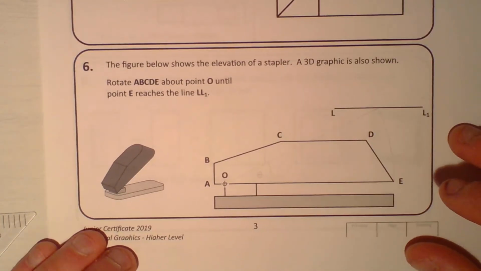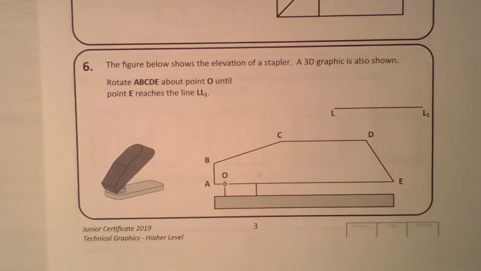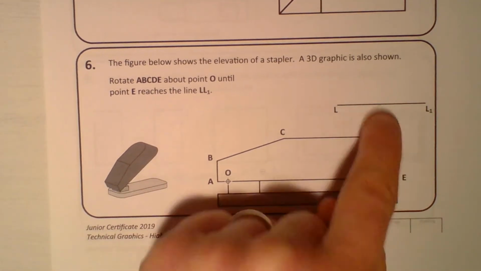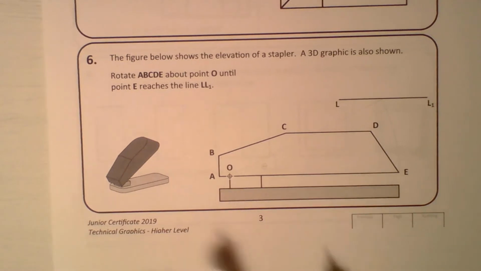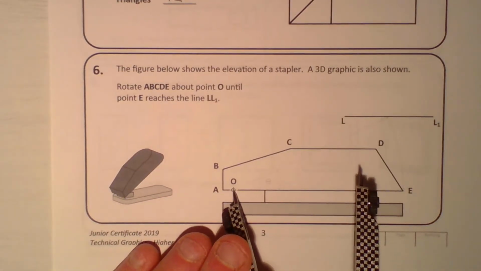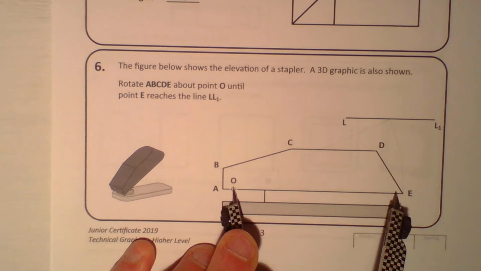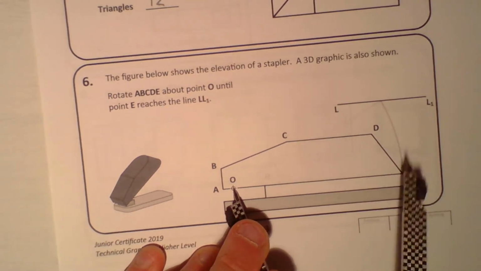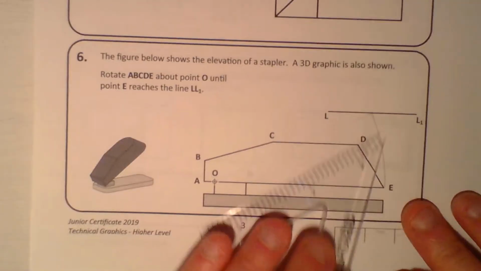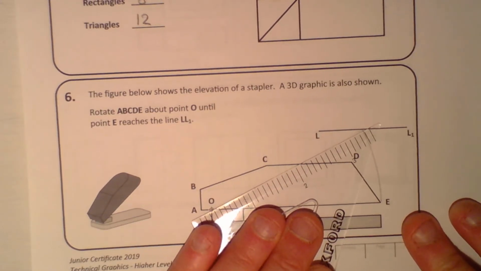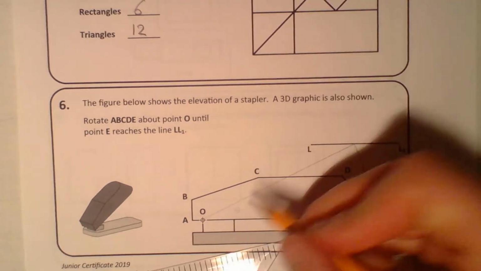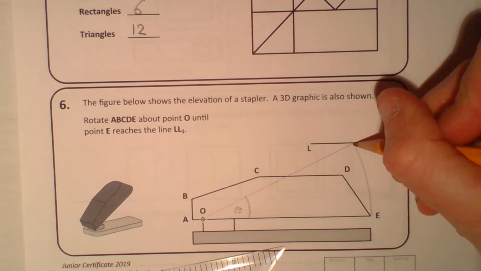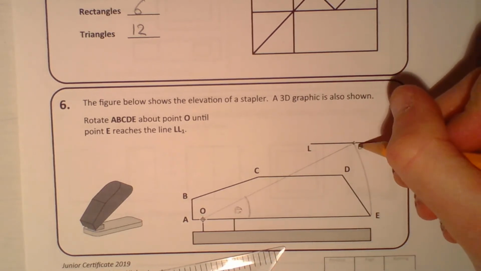Question 6. This is a rotations question. So you get your compass. We want to rotate our point E up until it hits the line L. My rotation point is the point O. So put your compass on O, measure to E, rotate up. We then join that point back to O. That angle is the rotation angle that everything needs to be rotated by. So that's where my new point E is.